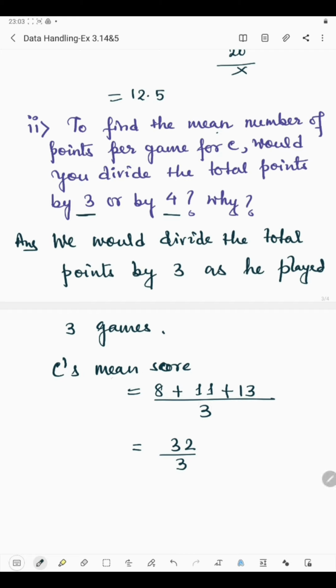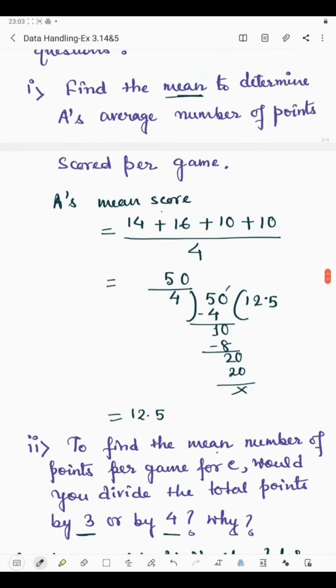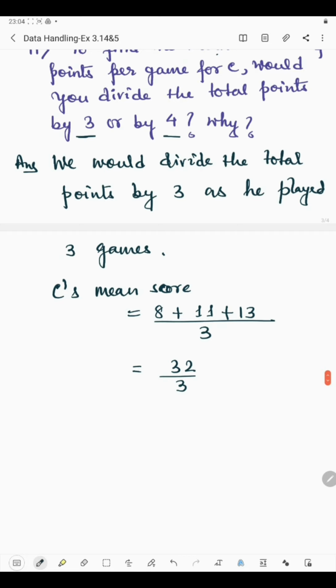To find the mean score, you have to write the formula, which is the sum of observations divided by the total number of observations. If you mention it in the first part, then you don't have to mention it in all the parts. So here C's mean score we can find by the sum of all observations divided by the total number of observations. Then we will find the sum and divide it by the number of observations. So here we have got 32 by 3.